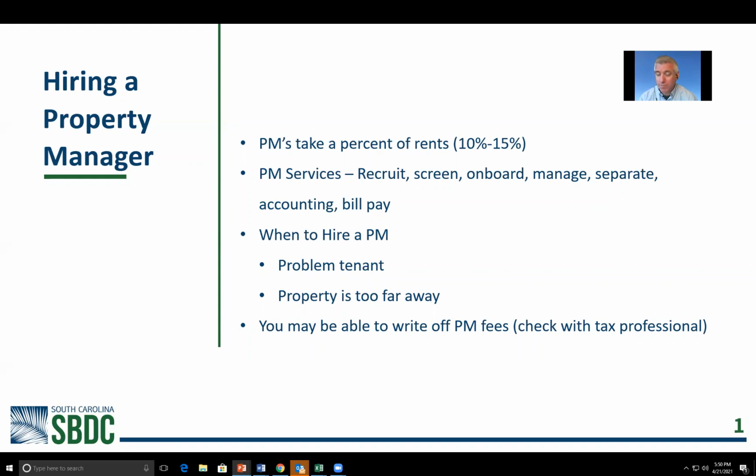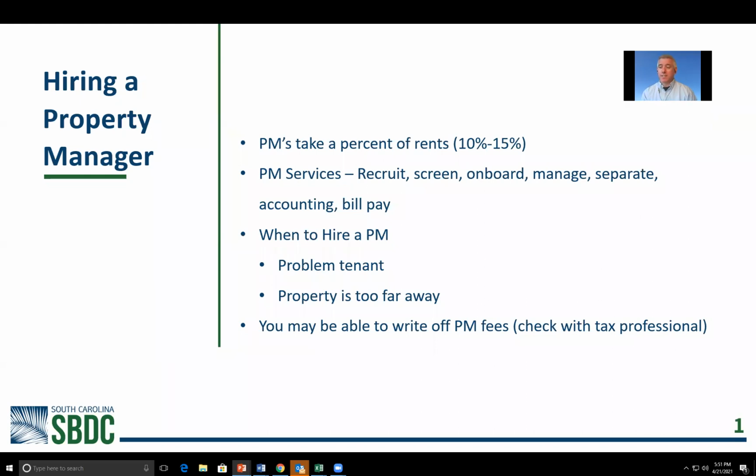They handle separation when the tenant leaves, and post separation, with the deposit and seeing if things are all in order. They handle accounting, and they will even handle paying bills and taxes and whatever else you have. So essentially, a turnkey would be all those services. But you could cut back on some of those services, like paying the bills, and your rate might be lower.